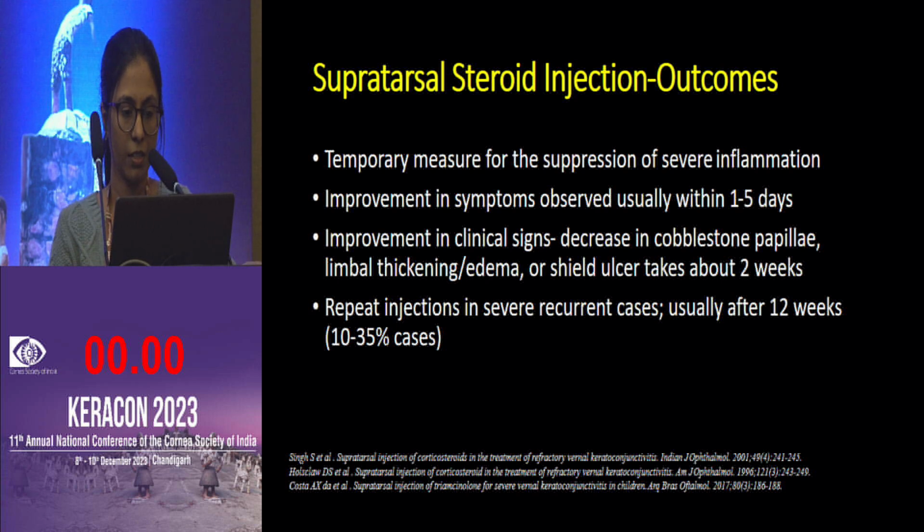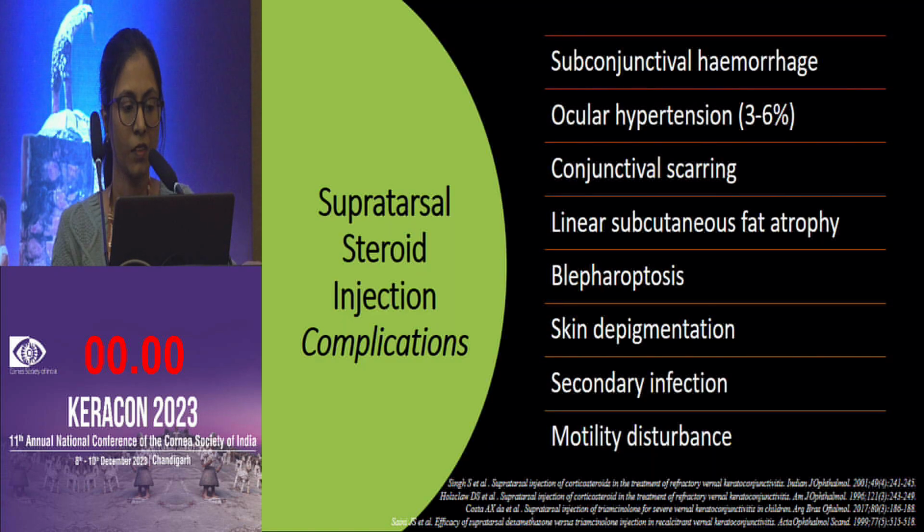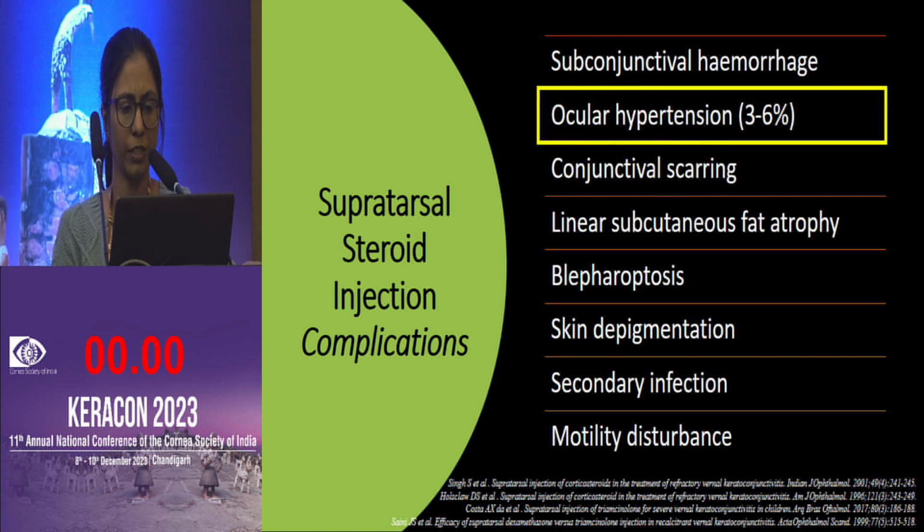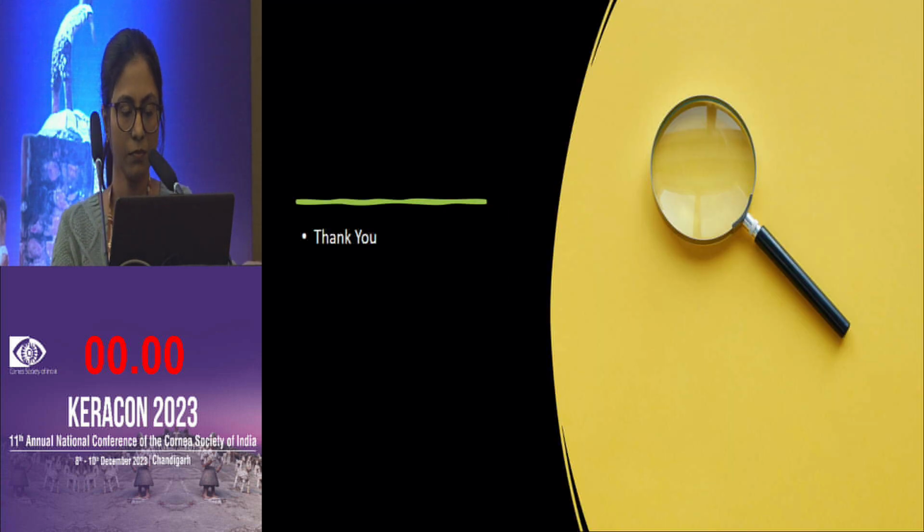Repeat injections may be needed, usually after 12 weeks, and this is seen in around 10 to 35% of cases. However, it also includes a few complications, as we have noticed in our case. So these are the few complications. What we noticed was ocular hypertension, which is seen in 3 to 6% of the cases. Thank you.